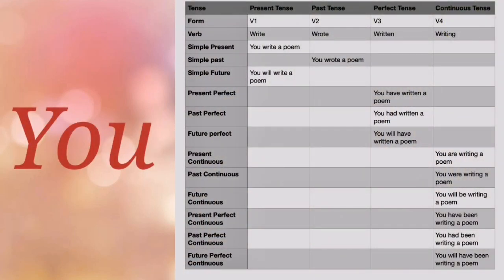Pronoun you. V1 write is used to make simple present tense you write a poem and simple future tense you will write a poem. V2 wrote is used to make simple past tense you wrote a poem.